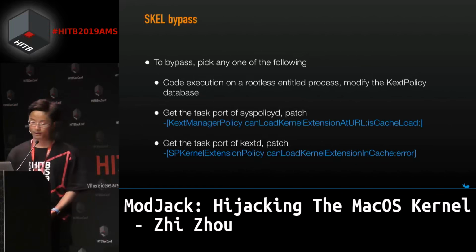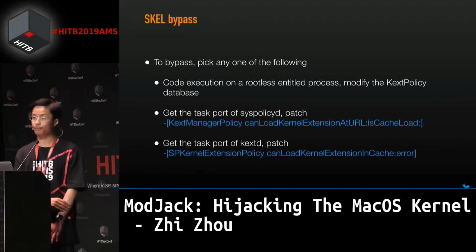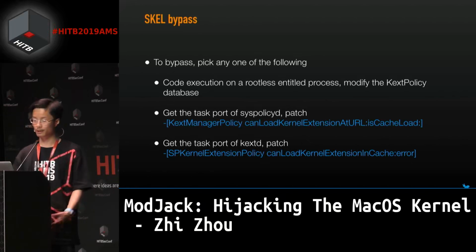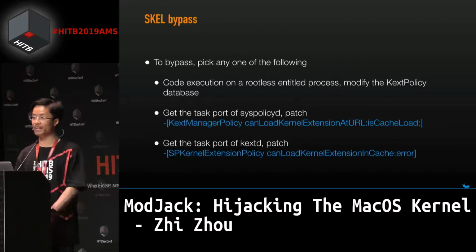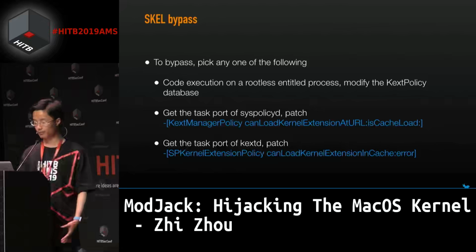And the third way is to get the task port of KXD. We can patch the function to just return yes, and the system policy D will never get any message from KXD. So the check will never happen.